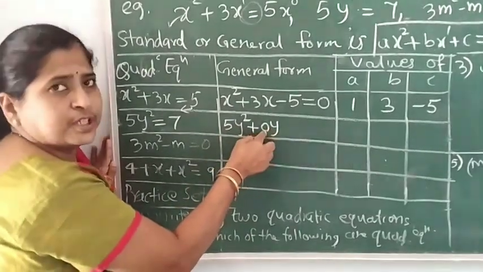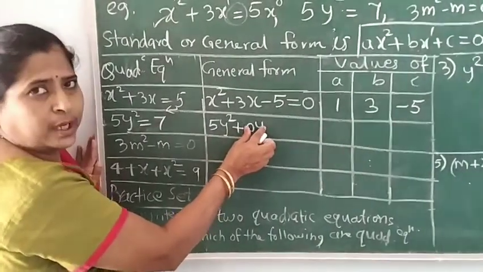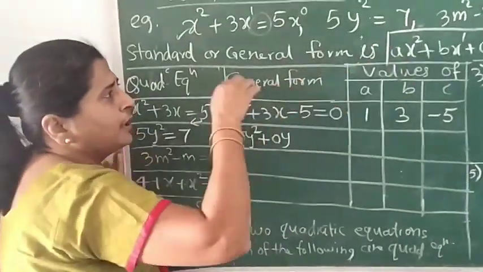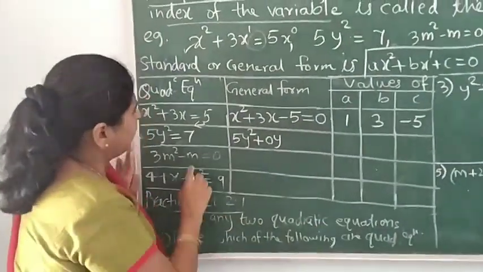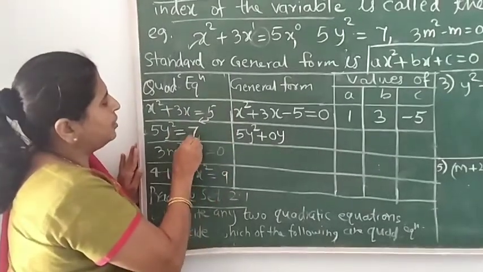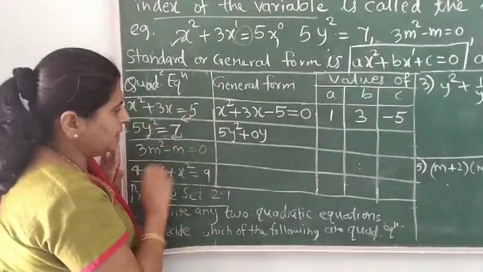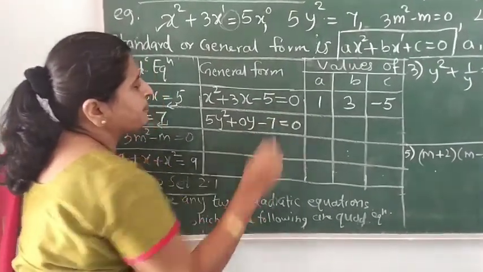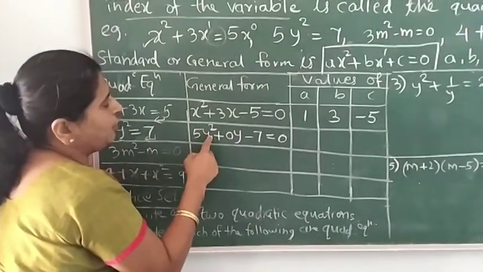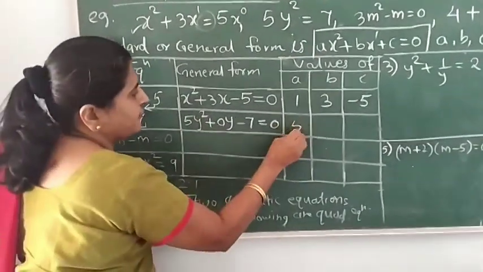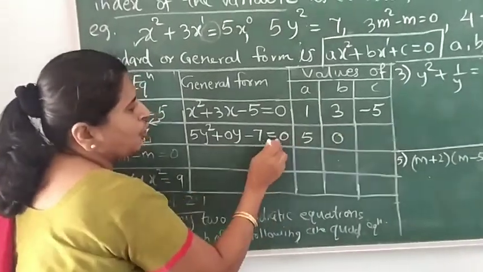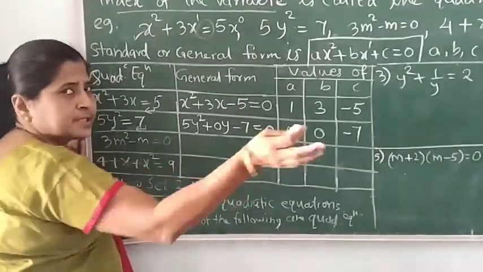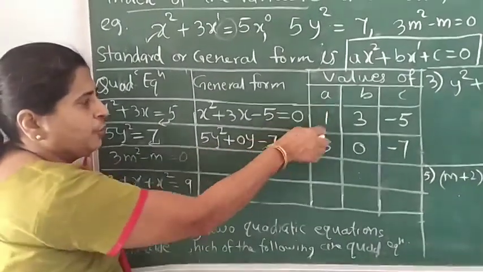We write it with coefficient 0 because the product of 0 and y has no value. This is nothing actually, but we write it just for the sake of the standard or general form. Now 7 is on the right side, which should come to the left because on the right side we want only 0. So plus 7 becomes minus 7 is equal to 0. Comparing with the general form, the value of a is the coefficient of y square, that is 5. The value of b is 0 and the value of c is minus 7. Here the value of b is 0, it doesn't matter. We don't want the value of a to be 0.